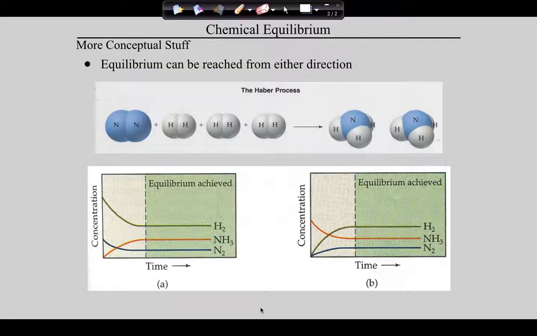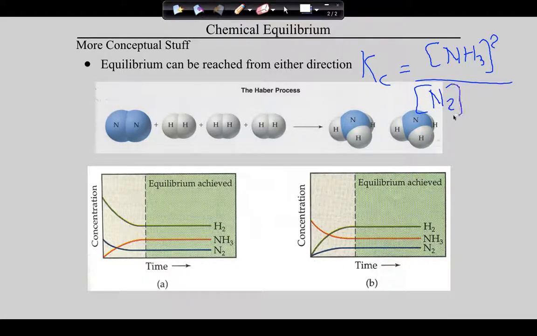Maybe I could say this. The Kc for this reaction would be... Is that okay? Okay, so that's the Kc for this reaction. The Kc value for this reaction is way below 1.